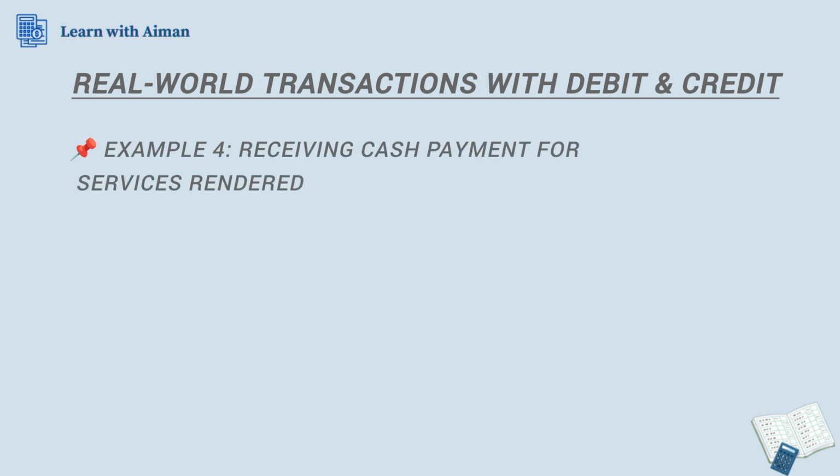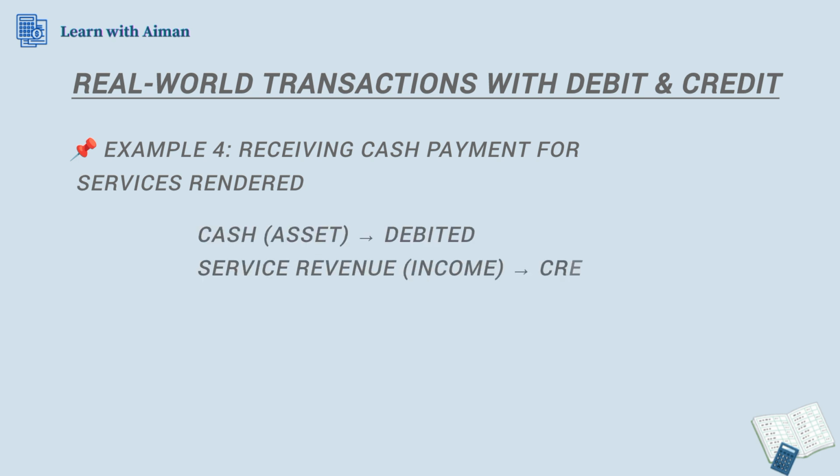Example 4, receiving cash payment for services rendered. So we are receiving cash, it means cash is increasing, so we put it into our debit side, and the service revenue is our income. We are also receiving it, so we put it on the credit side.